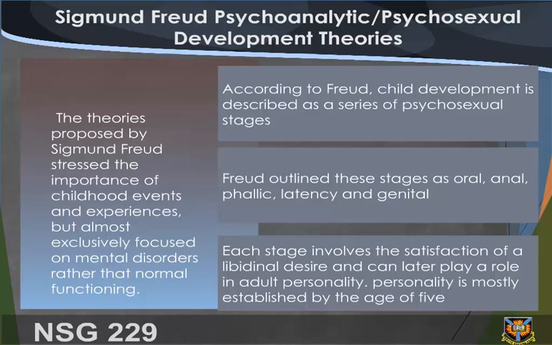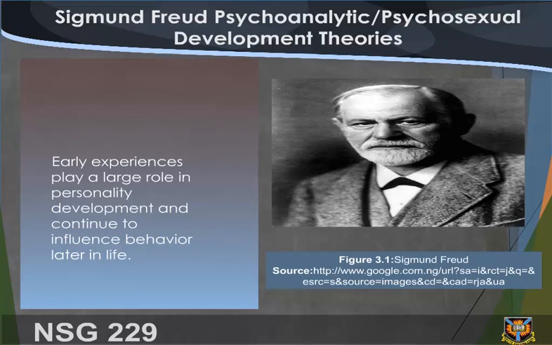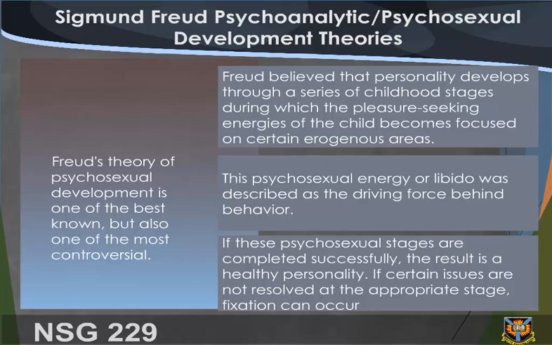Each stage involves the satisfaction of a libidinal desire and can later play a role in adult personality. Personality is mostly established by the age of 5. Early experiences play a large role in personality development and continue to influence behavior later in life. Freud's theory of psychosexual development is one of the best known, but also one of the most controversial.